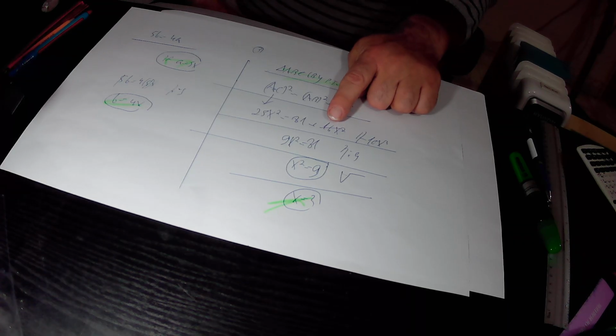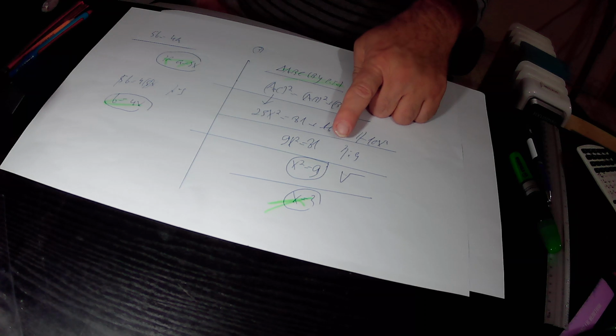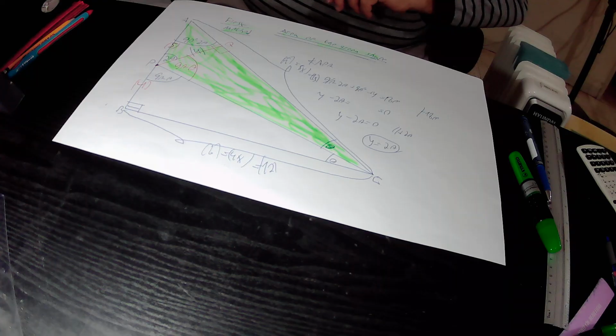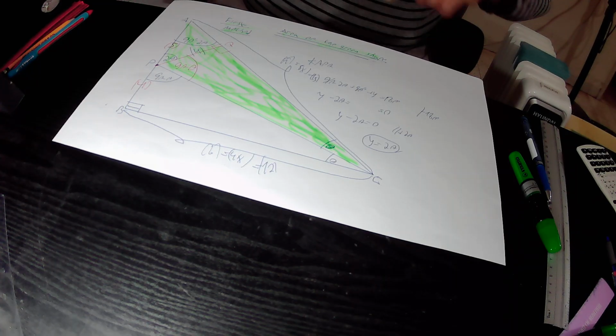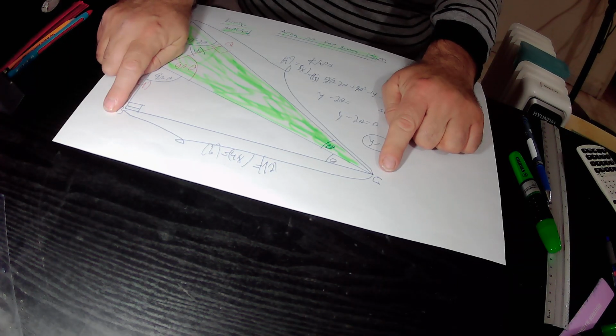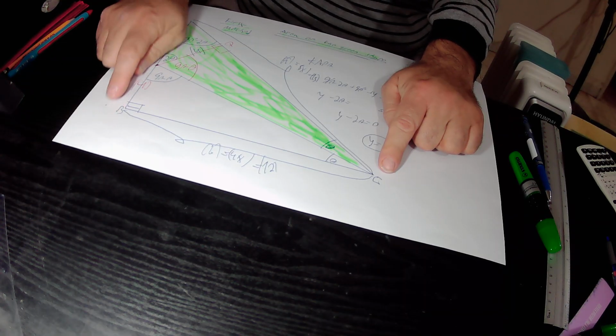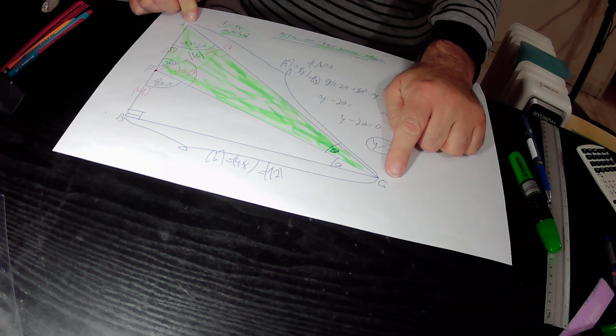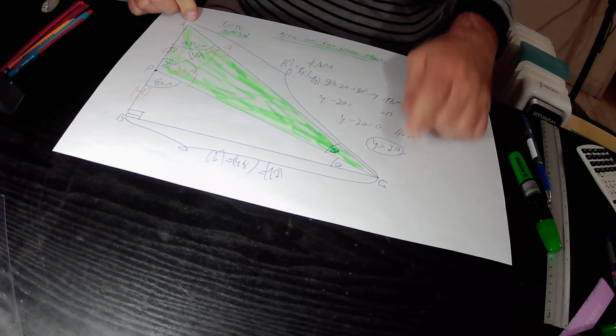If we divide this equation by 9, we find that x squared equals 81 over 9, which is 9. If we take the square root of this equation, we find that x equals the square root of 9, that is 3. So x equals 3. BC equals 4x, therefore BC equals 4 times 3, that is 12. Likewise, AC equals 5x, therefore AC equals 5 times 3, that is 15.